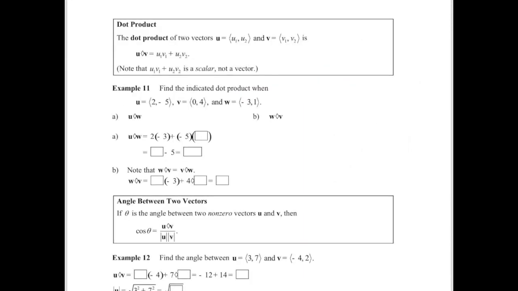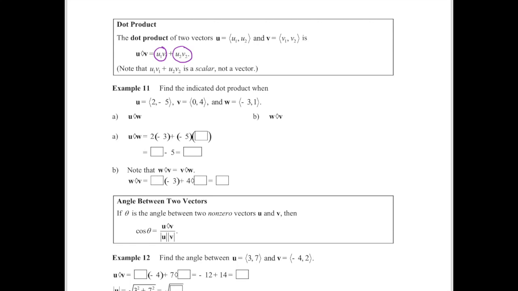We can also find the dot product of two vectors written in component form. Notice when I'm finding the dot product, I'm taking our first u and our first v, multiplying, and adding it to the second u and the second v. This is a scalar and not a vector. Find the indicated dot product when I have three different vectors in component form. I want to find u dot w.